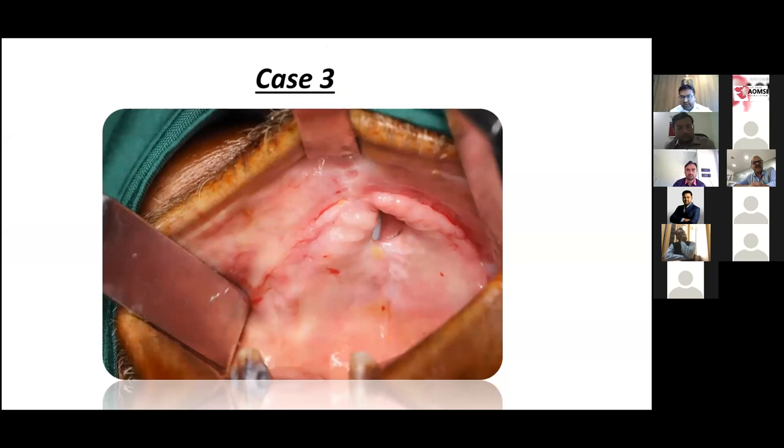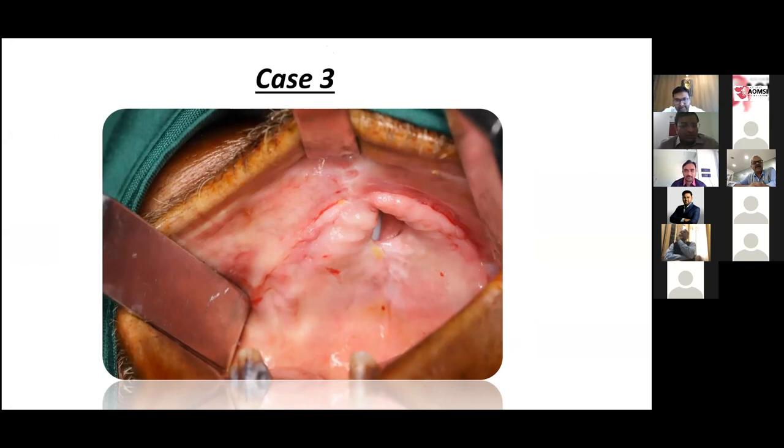Now, one more case where we see a very small defect. The patient does not have any big defect like this. So my question here is to Dr. Gyan sir and Dr. Gunjan sir: what would you like to do with this defect? How to close this kind of defect? Intra-op, pre-op, post-op, what will be your approach in such cases?